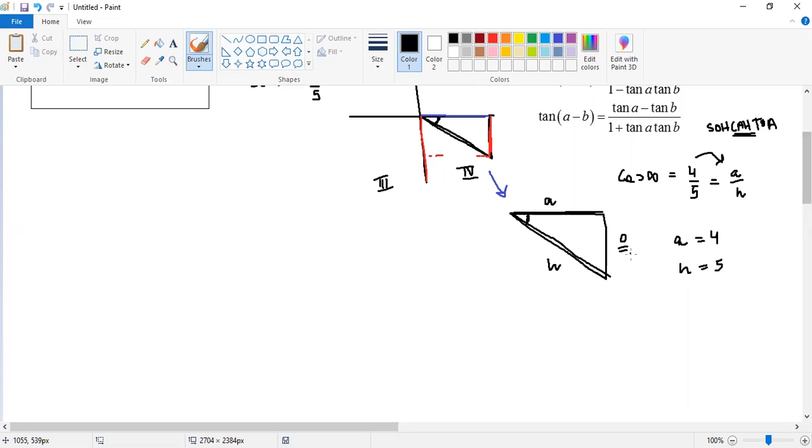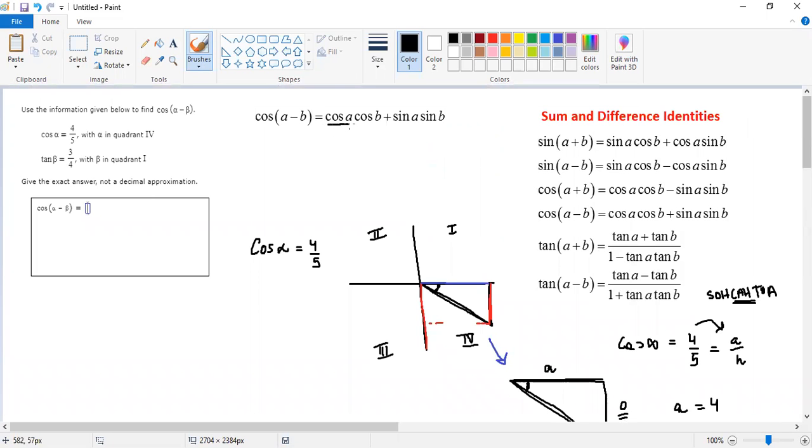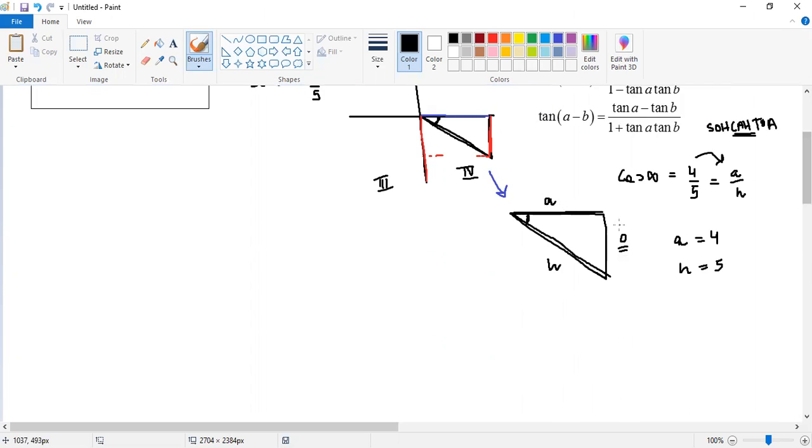However, we still don't know the opposite side, right? In order to find the cosine of alpha, according to SOHCAHTOA, we would have to do the adjacent over the hypotenuse. That's not going to pose any problems for us, but as we move forward, we'll have to use the opposite side as well, and we would need to know what that value is.